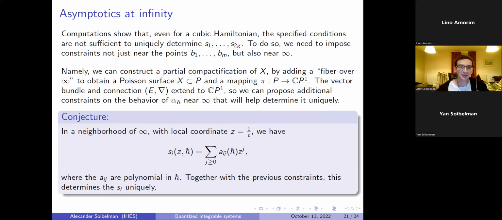And so now the conjecture, which is verified in at least this cubic Hamiltonian example, is that the behavior of these functions near infinity is given in this way, where if you write down the corresponding power series so that the coefficients end up being power series in h bar, you actually get polynomials, so that they cut off somewhere. And if you add this constraint together with the previous constraints, that should be enough to determine a section of the bundle E, and also this should be something that the correct canonical one form satisfies. So that should determine it uniquely. That is essentially one of the things that we're doing now.